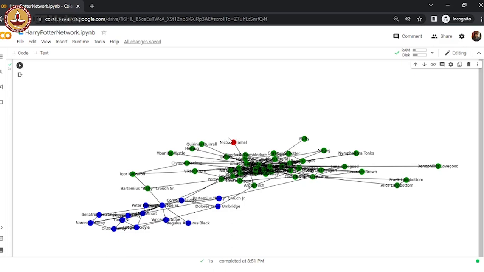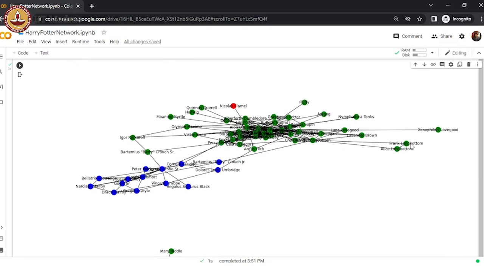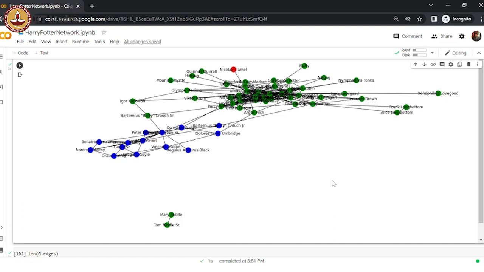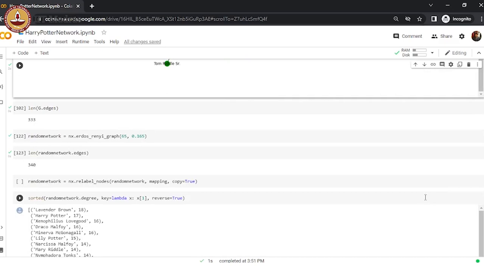So this is like you can try to optimize this using how many communities you want. You can fix it, like showing you where to cut those things. So this is just a sample of how to use NetworkX to find communities. So this is for the actual Harry Potter network.